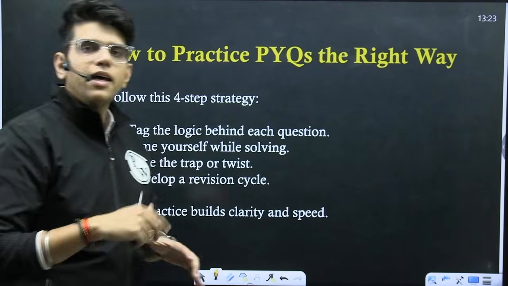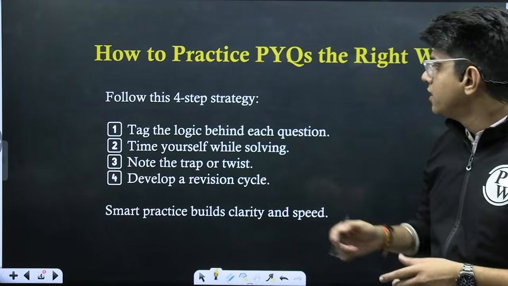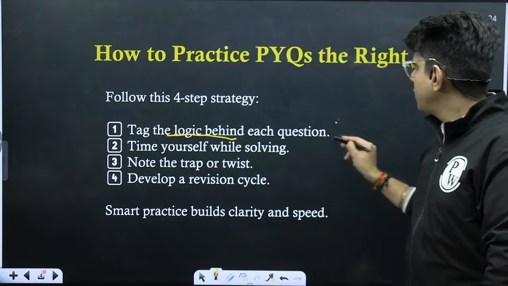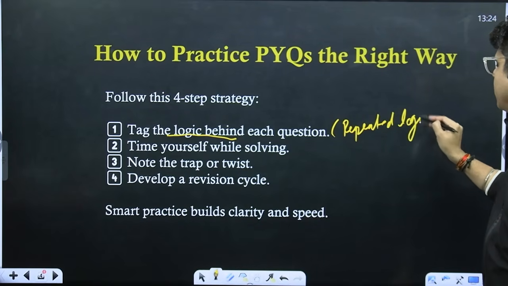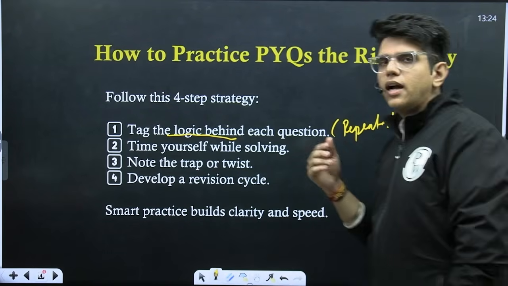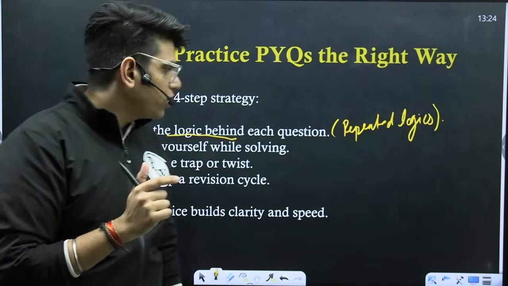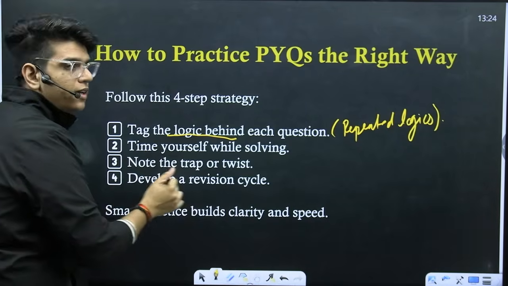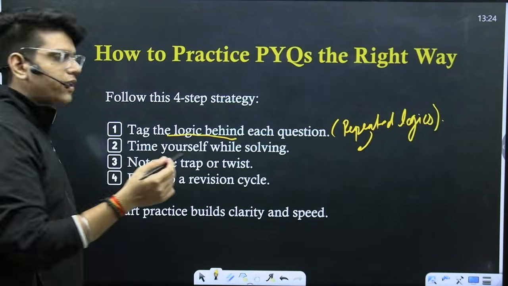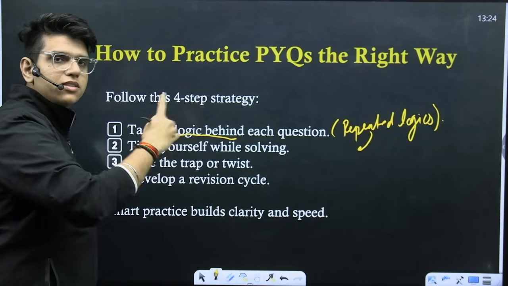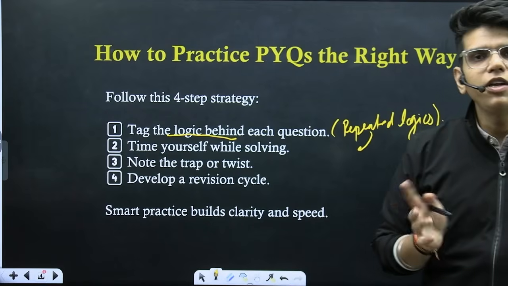How to do this? There are 4 steps which you should use to analyze the PYQs. First one is the logic, right? Repeated logic. You should try to find the repeated logics every year. This means you should try to find the same type of question which can be solved by using the same logic, right? Time yourself by solving. Once you have recognized the pattern and you are solving problems again and again, you should track your time so that you can use the extra time which is left for solving new type of questions which you will face in every year's CSAT paper.